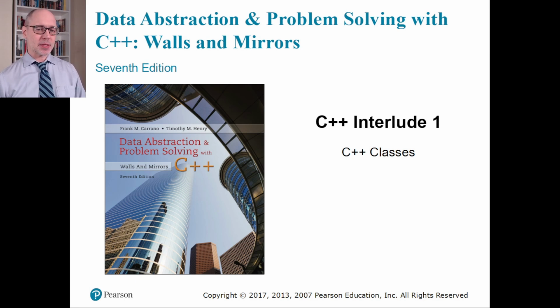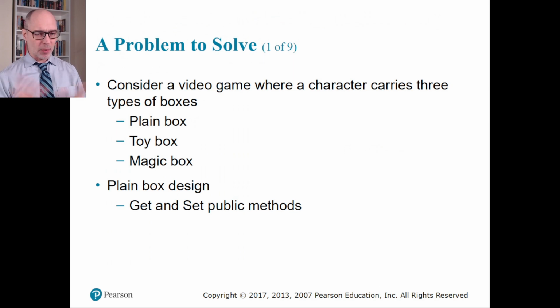So we'll look at this in the context of a problem to solve, like a simple video game where a character may be carrying one of three different types of boxes. The three boxes we'll be designing here: number one, there's a plain box that just carries one object inside it. The idea is that it could be any kind of object. It could be an integer, a floating point variable, a character, a string, a rectangle, an inventory list, a car, a vector, really any kind of object, just one object being carried in your plain box.